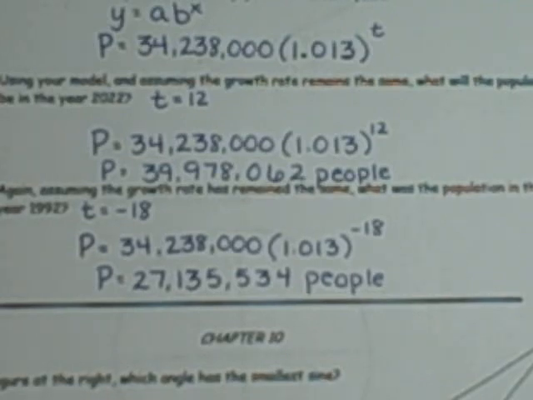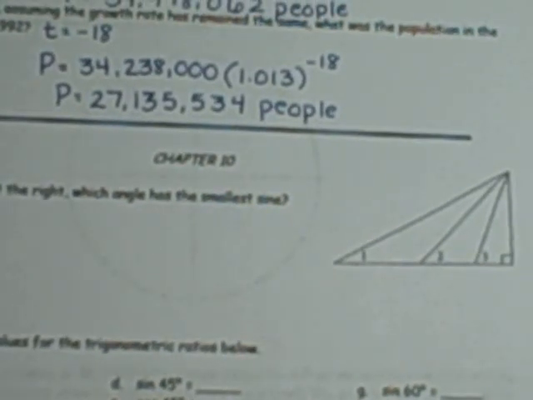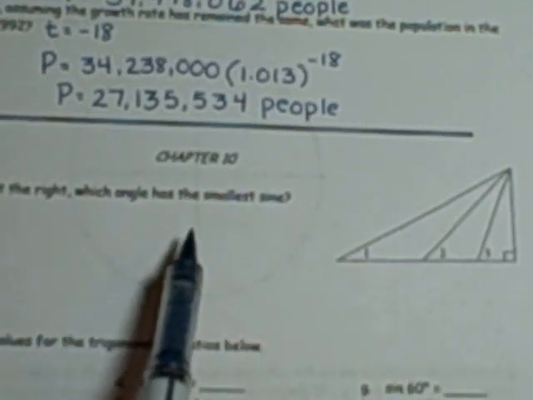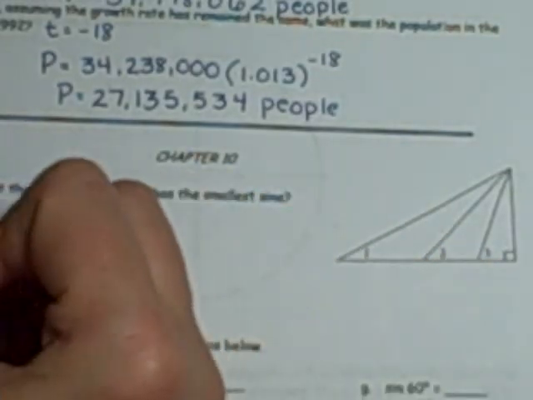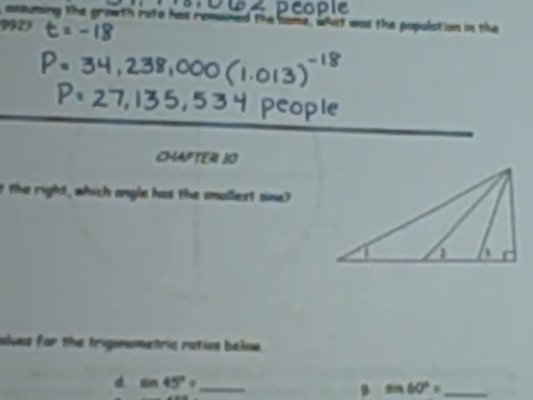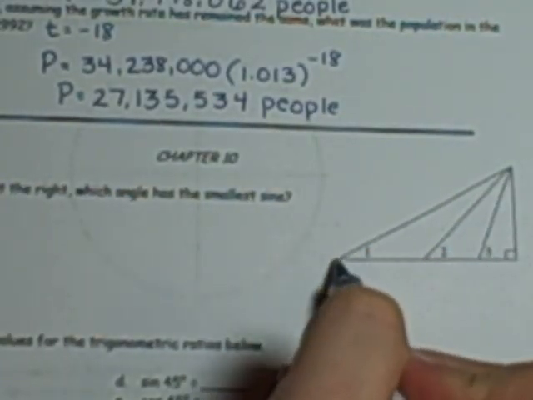Okay, on to chapter 10. Chapter 10 is trigonometry, so this is a little more recent in your memory. Okay, question 27 requires a little bit of critical thinking here. It says, which angle has the smallest sine? Well, remember that sine is the opposite side over the hypotenuse. Okay, and you've got to be using a right triangle to do trig.